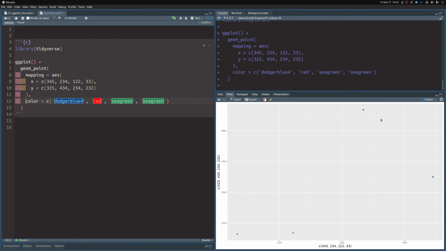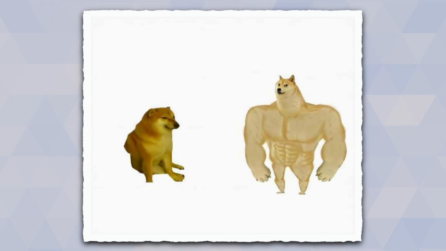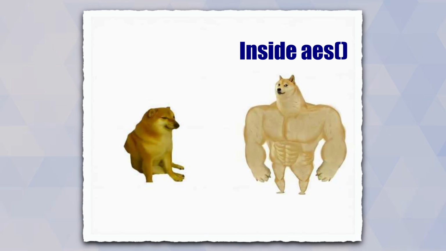Now the points have the exact color that I specified. This one here is red, this one here is blue, these two are green. It's probably kind of hard to tell because the points are really small, but in any case it worked and we don't have a legend anymore. So obviously we get completely different behavior if we put something inside of the aes call or outside of it.